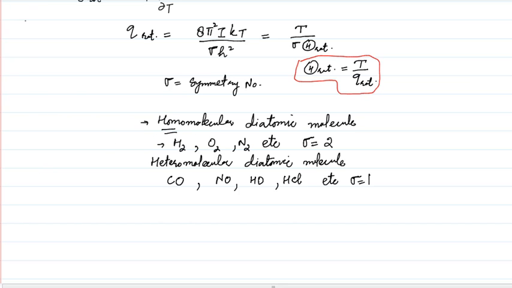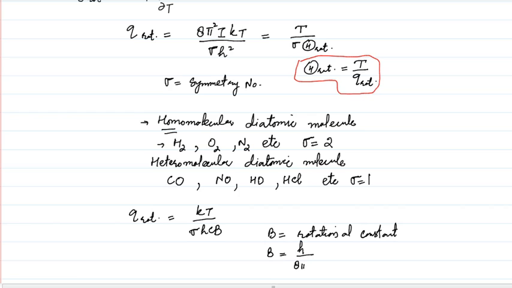Or one more form is that you can write the rotational partition function as kT upon σhcB. Here B is called the rotational constant, and B is equal to h upon 8π²Ic. c is the velocity of light, h is Planck's constant, sigma is the symmetry number, k is Boltzmann constant, and T is absolute temperature. So these are some of the various forms of this relation.